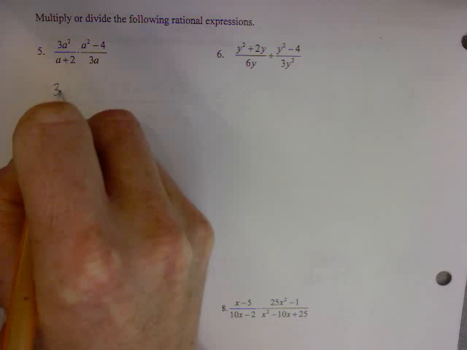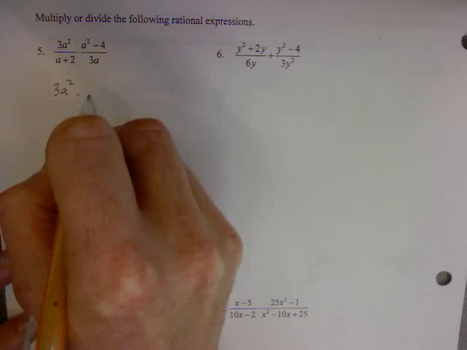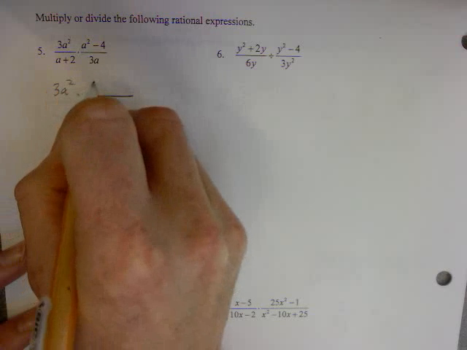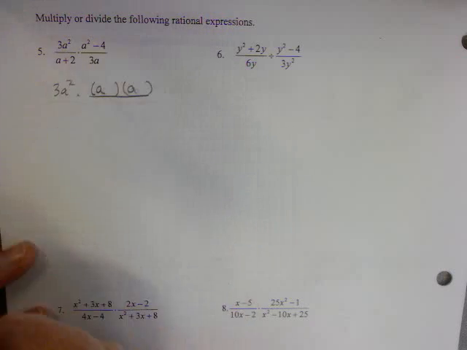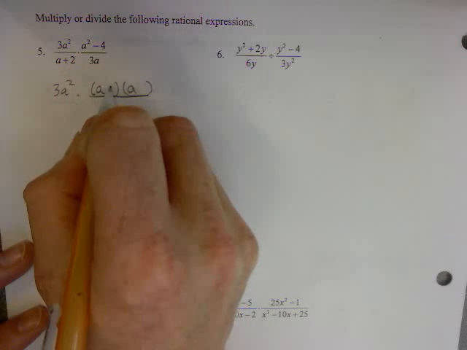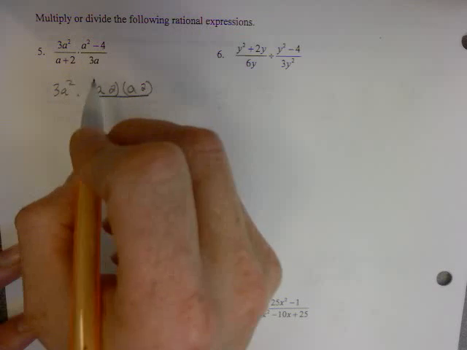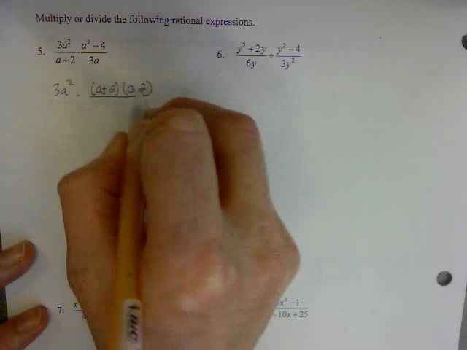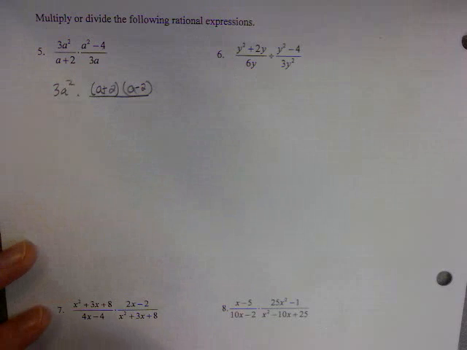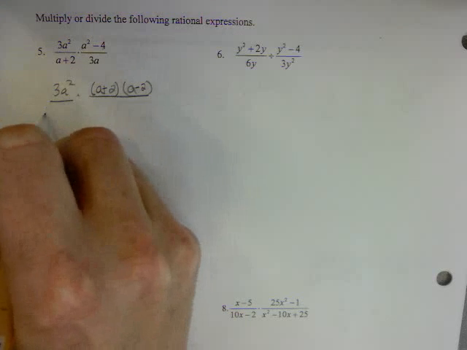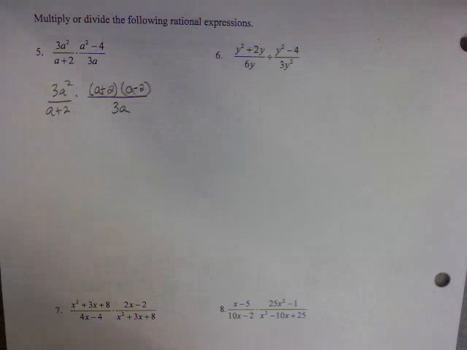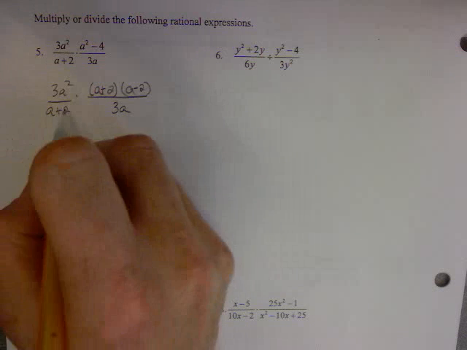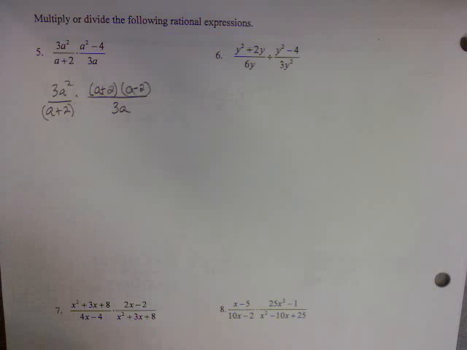When you see that, you should be able to factor easily into the square root of a squared, which is a, and the square root of 4, which is 2 and 2. And since we need a middle term to cancel, we need them to add to 0, so they have to be opposite signs. Over a plus 2 over 3a, nothing else can be factored. So remember, a plus 2 is one whole factor, so we can put that in parentheses if we want to.